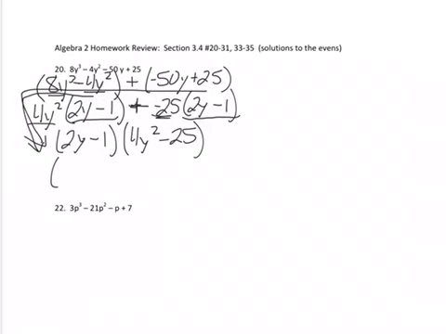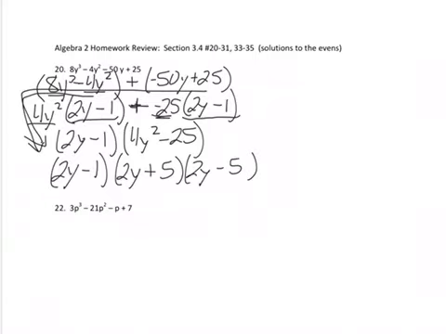On this problem, though, we're not quite done because the 4y squared minus 25 is a difference of two perfect squares. So that will follow the factoring pattern 2y plus 5 times 2y minus 5. Now it's completely factored.